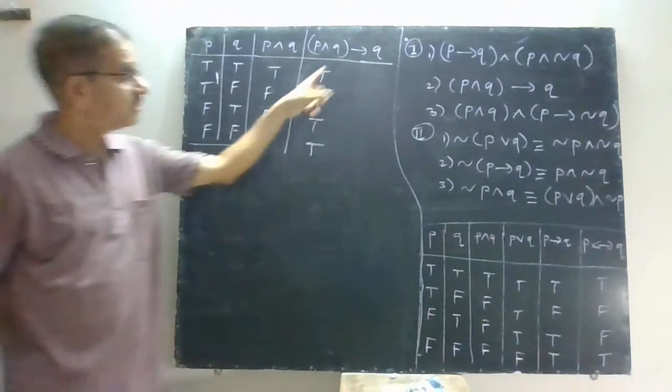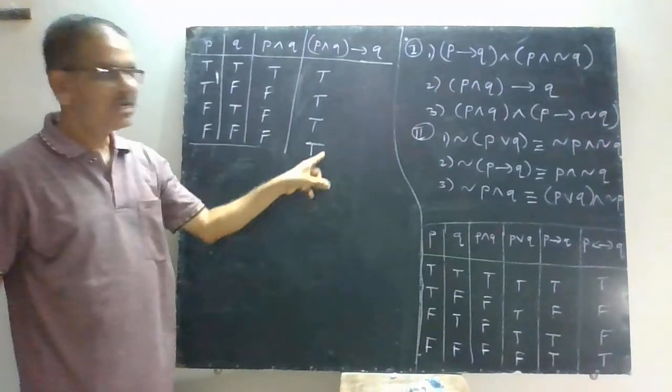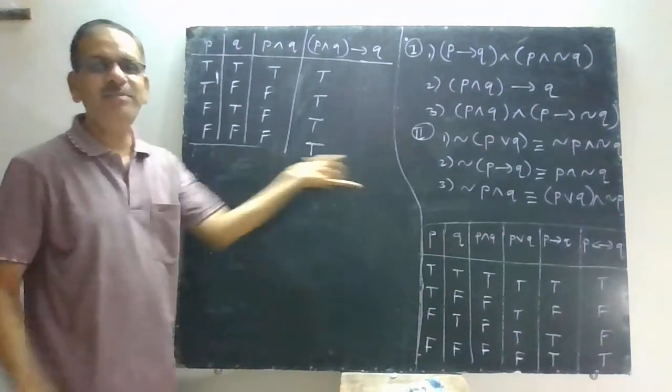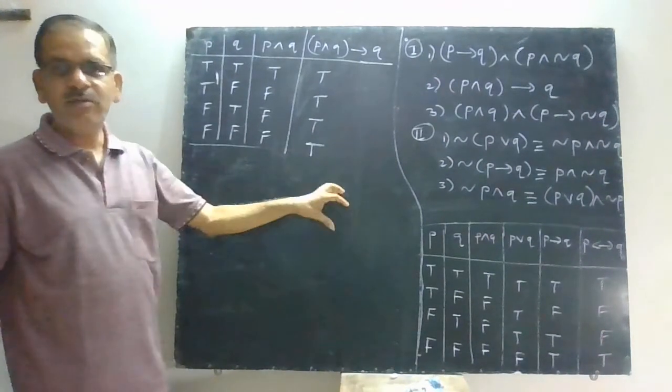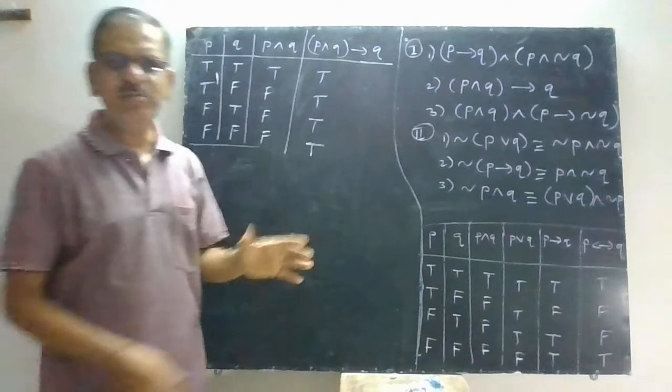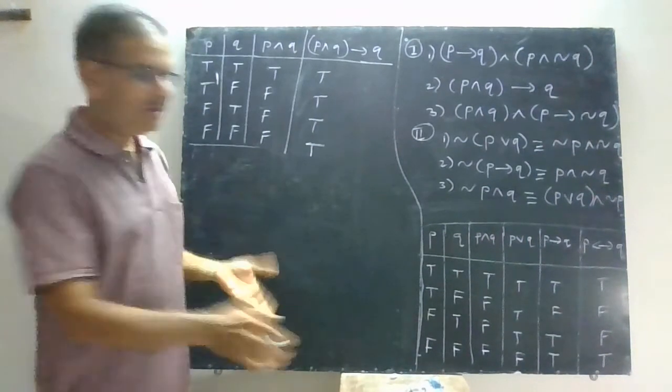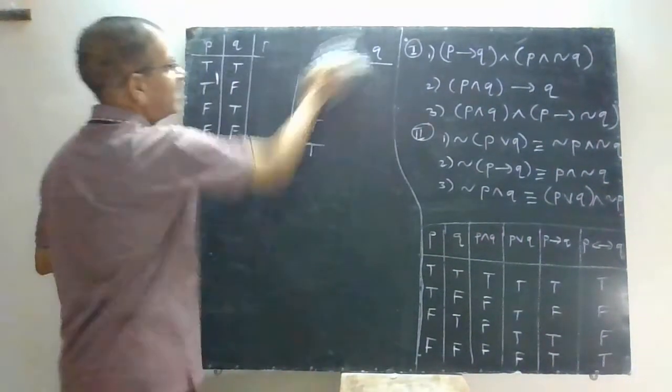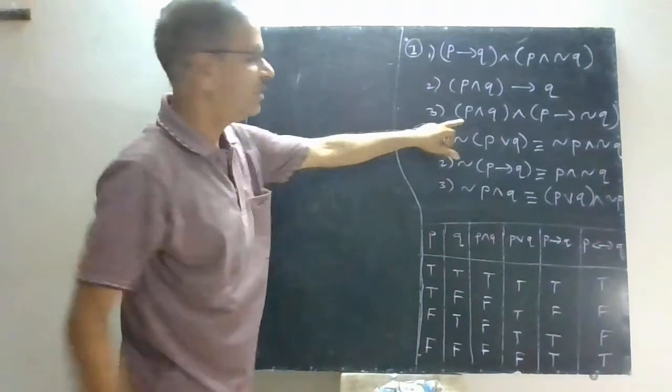Now we can observe these values. Here all the values in the last column are T. You have to write a statement here. All values in the last column are T, hence the given statement pattern is a tautology. So it is very simple to know whether the given statement pattern is tautology or contradiction. This is the second example. Now let us see one more, the third one.